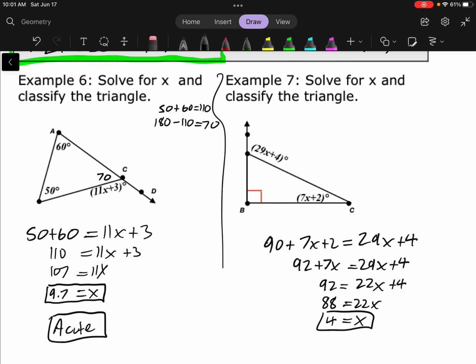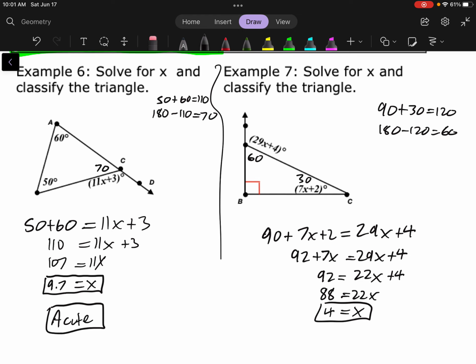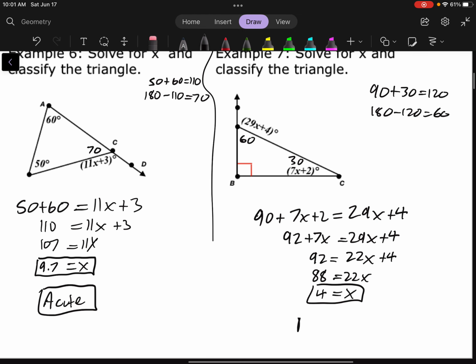So if x is 4, then the 7x plus 2 is 28 plus 2, that's 30. So 90 plus 30 is 120. 180 minus 120 is 60. So that tells me that this angle is 60. So I've got a 90, a 30, and a 60. I guess I knew from the very beginning that that was a right triangle, but still good to find that third angle.